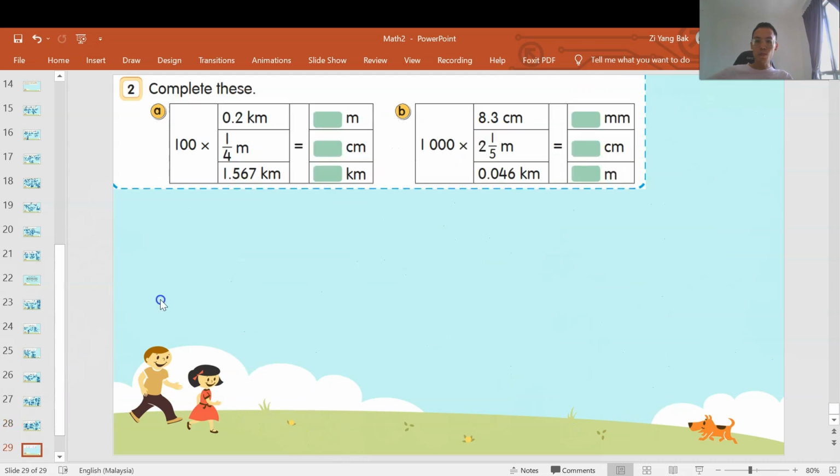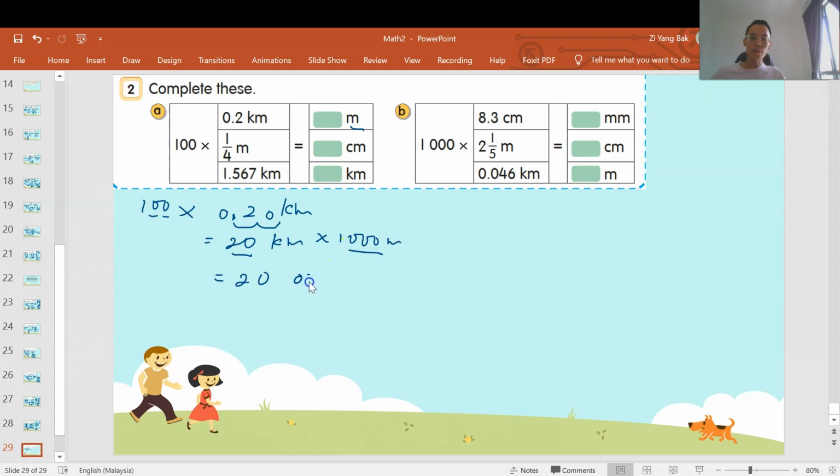And then let's go to part 2. So 100 times 0.2 km. Now 2 zeros, you just move decimal place 2 times to the right. 1 and 2, add another 0 behind. So it's 20 km. But answer looking for meter, you have to times 1000 meters. So 20 times 1000 is 20,000. Just add 3 zeros behind, you get 20,000 meters.